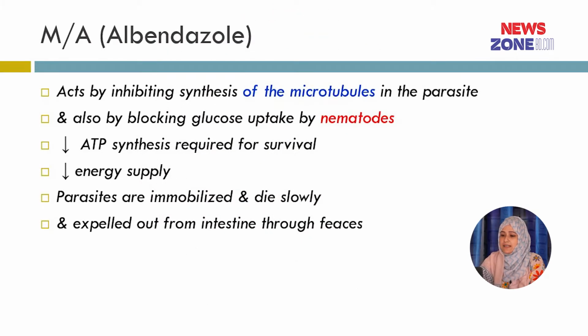Now I am going to discuss the drug that is commonly used as an anti-helminthic drug, that is albendazole. At first, I am going to discuss the mechanism of action of albendazole. Albendazole acts by inhibiting the synthesis of microtubules in the parasite and also blocks the glucose uptake by the nematodes and decreases the ATP synthesis required for their survival, decreasing the energy supply. Parasites are immobilized, slowly die, and are expelled from the intestine through the feces.